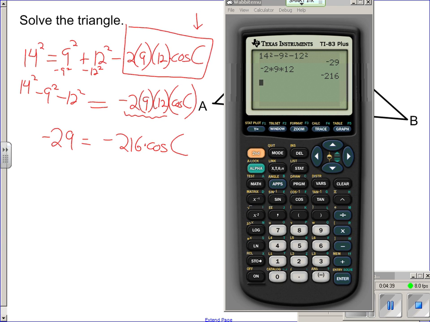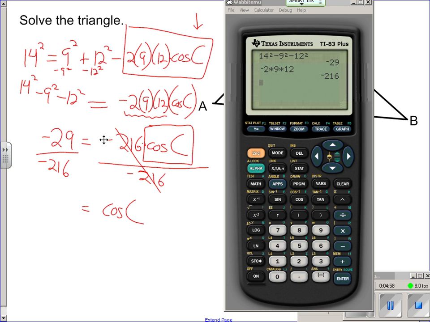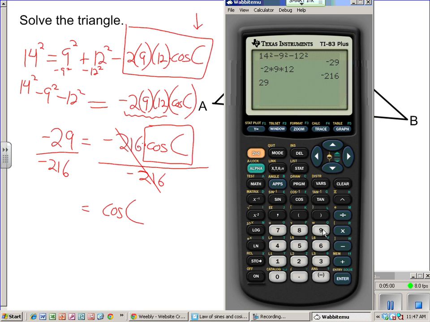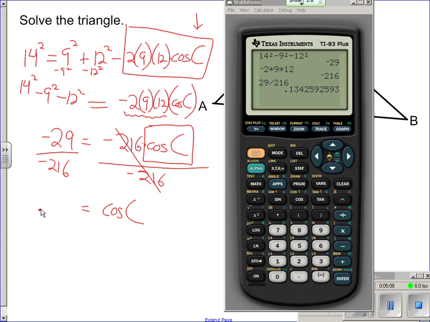This is a multiplication. In order to solve for angle C, we need to get this cosine of angle C by itself. Because that's a multiplication, we need to divide by a negative 216 on both sides. So those will cancel out, leaving us with the cosine of angle C equals 29. They're both negative, so the negatives will cancel out. So 29 divided by 216 gives me 0.1342. We got a whole bunch of decimals.